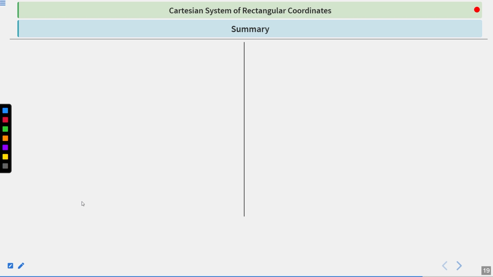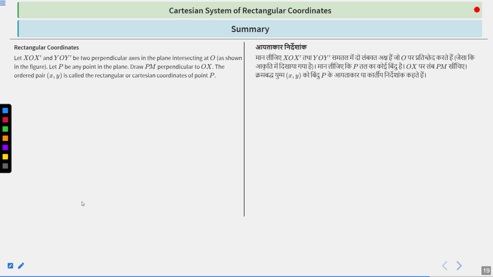Okay, let us see the summary of this chapter. What we have discussed till now in this chapter, we have seen rectangular coordinates, which is, let XOX' and YOY' be the two perpendicular axes in the plane intersecting at O. Clear, which we had discussed with the help of a figure. So we had taken a point P, any point in the plane. We have drawn PM perpendicular to OX. The ordered pair (x, y) is called the rectangular or Cartesian coordinates of point P, right?